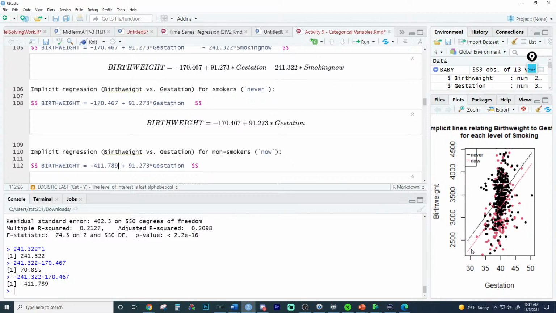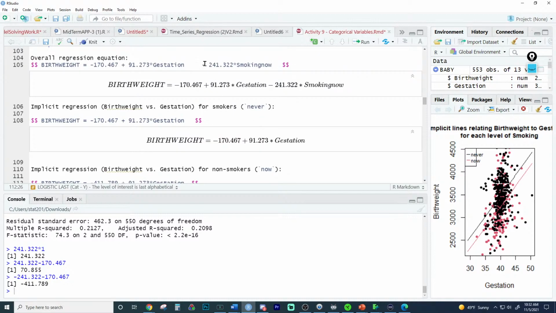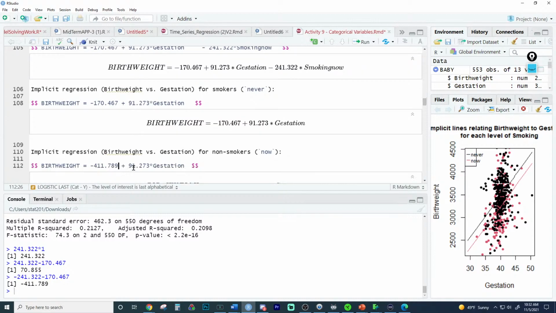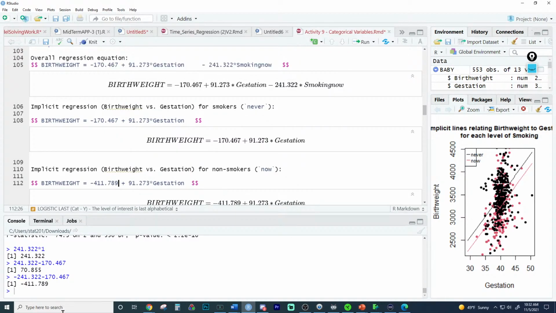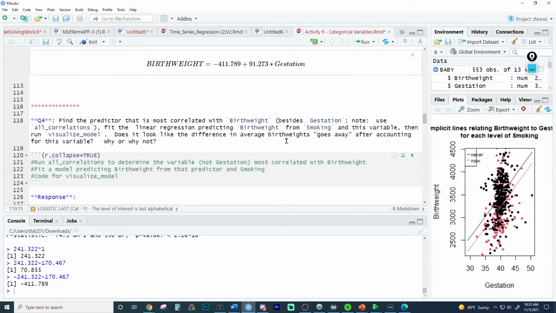So double check your work like we just did. You'll notice I forgot to do the minus. I was adding it, but the term is negative here, so it's actually subtracting from that. So it's going to be even lower. If you look at the mathematics, it's going to be about negative 411 because this is minus 241. We plug in the 1 right here because they're smoking now, and then we solve the equation. So double check your work. If they're smoking never, we would not turn on the indicator right there.